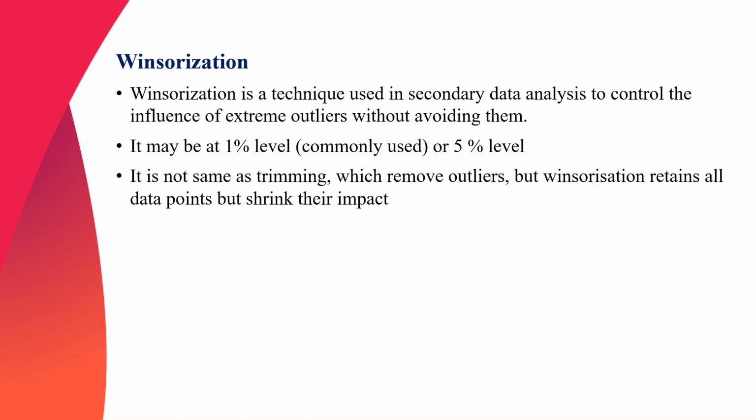Keep it in mind that Winsorization is not the same as trimming. Trimming involves removal of outliers, whereas Winsorization retains all the data points but shrinks their impact. There are two types, or we can say two levels of Winsorization: Winsorization at a 1% level or at a 5% level.